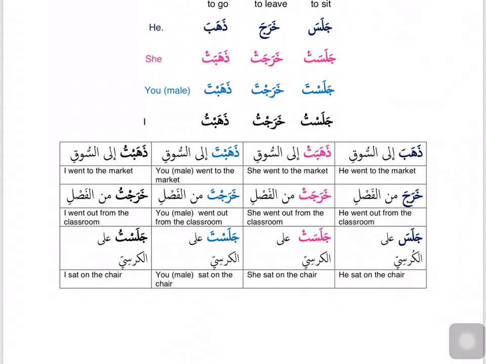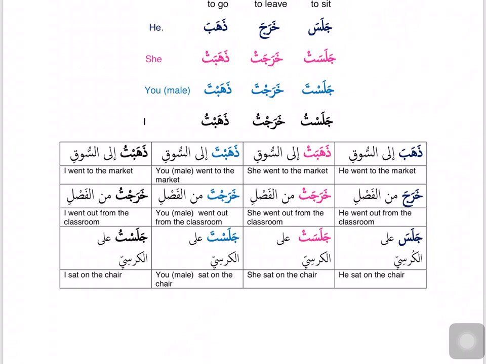So let's look at these same things again. Dhahaba ila suqi, he went to the market. Dhahabat ila suqi, she went to the market. Dhahabta ila suqi, you went to the market. Dhahabtu ila suqi, I went to the market. Kharaja min al-fasli, he left the classroom, or he went out from the classroom. Kharajat min al-fasli, she went out from the classroom. Kharajta min al-fasli, you left the classroom. Kharajtu min al-fasli, I left the classroom.